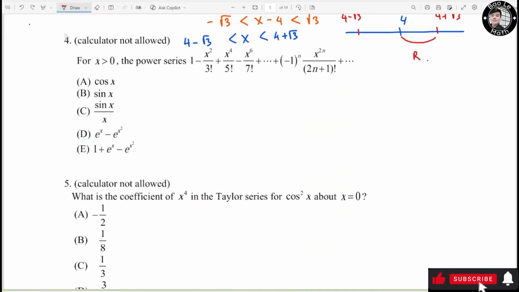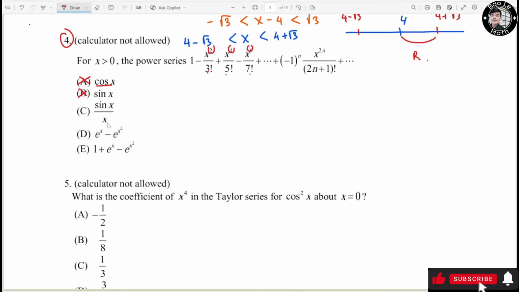Let's move on to question 4. For s greater than 0, which of the following is the function of this power series? You know that for the cosine function, the power should be even, and the bottom must be even, so this is odd, not the case. Now B, the top should be odd and the bottom should be odd, but the top is even, so it's not the case.